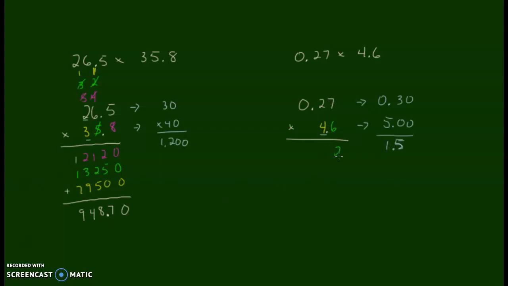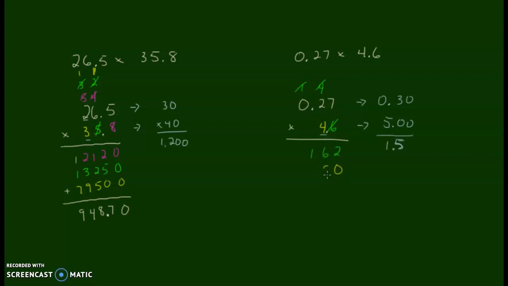7 times 6 is 42. 2 times 6 is 12, plus 4 is 16. And then 0 times 6 is 0, plus 1 is 1. So I'm done with the green. So now we're going to move to the ones place here, which we're going to think about as being the tens place because we're not using the decimals at all. So I'm going to put my 0 down.